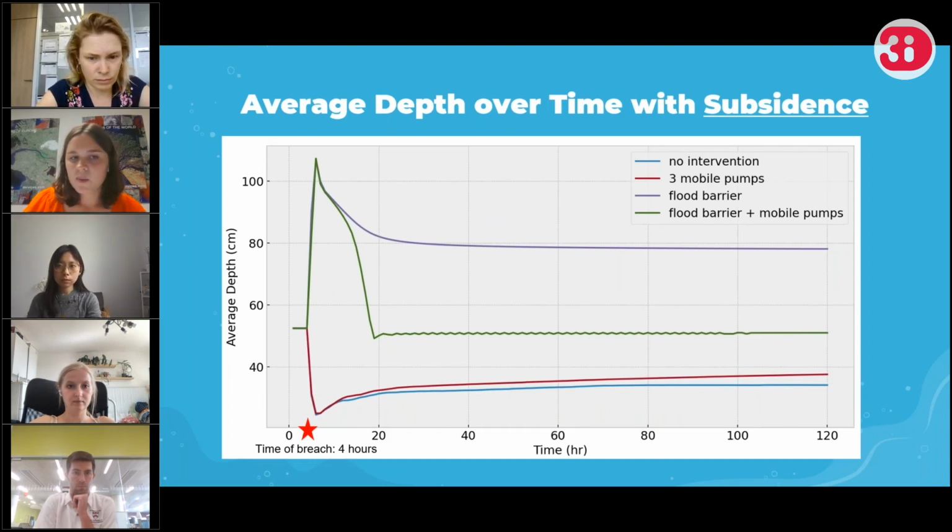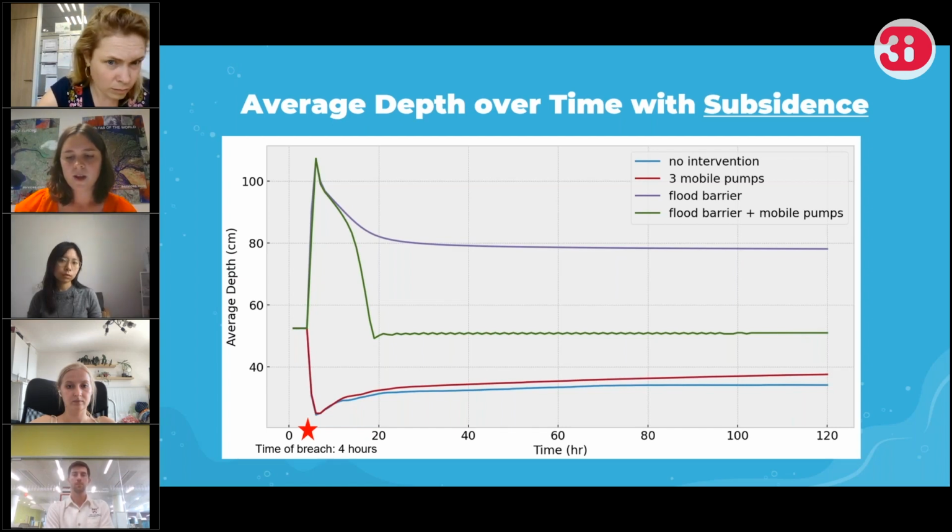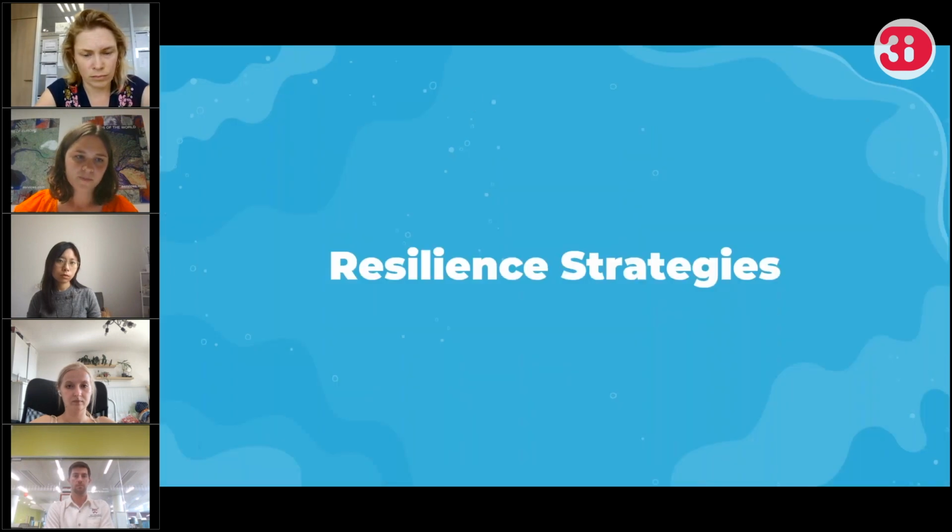So with the flood barrier, it can get up to, in time, about 80 centimeters on average. And then we also have the pumps, which significantly reduce the average depth closer to 50 centimeters. And then without the flood barrier, it's significantly lower, but still much higher than without subsidence. So a big impact of subsidence is increasing the average depth of the flood.